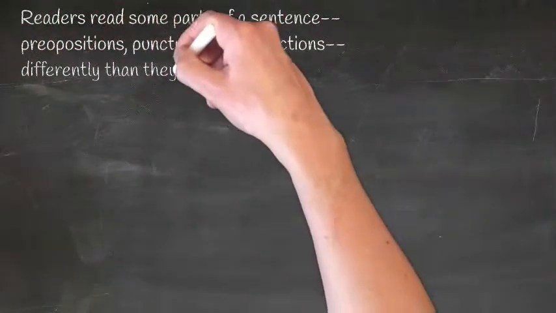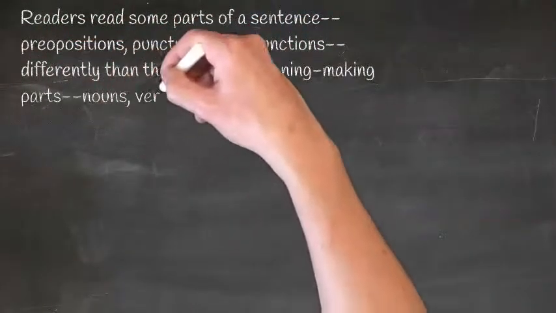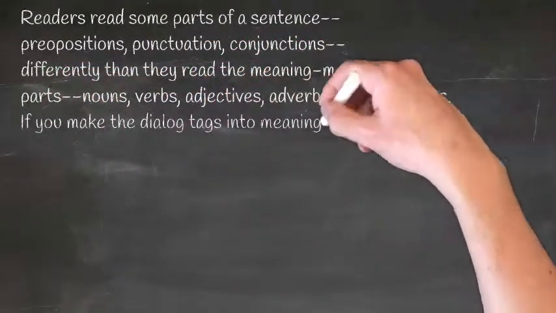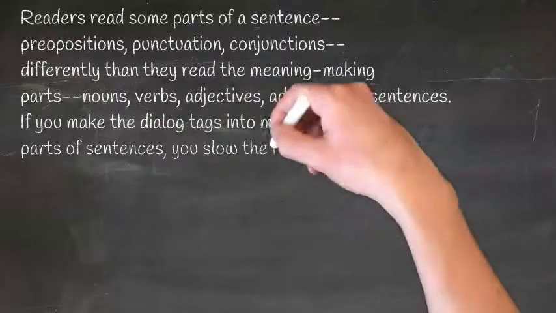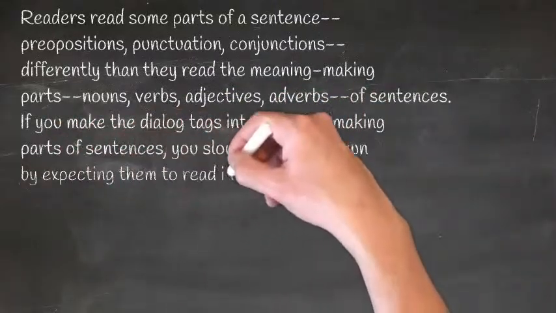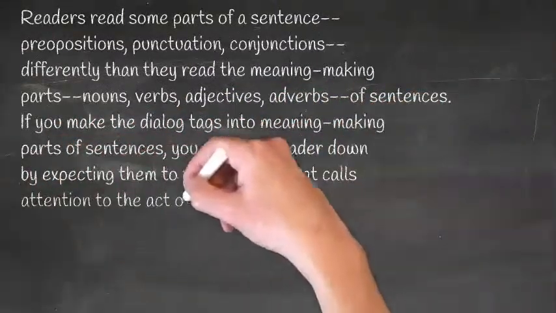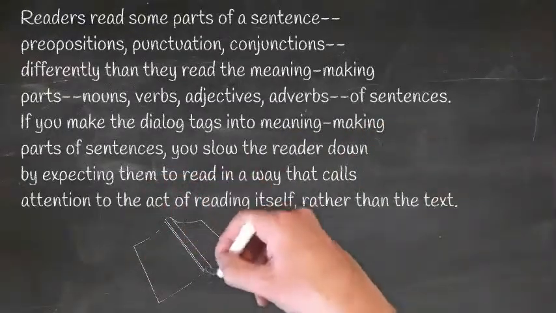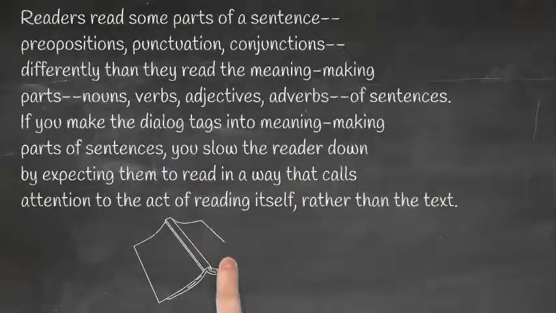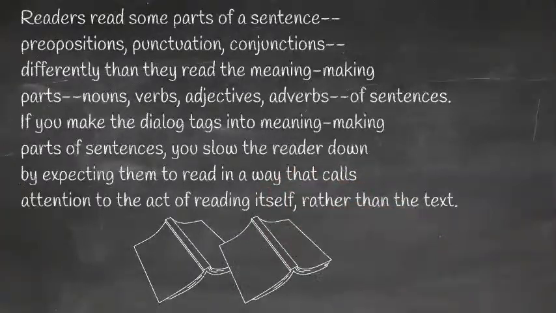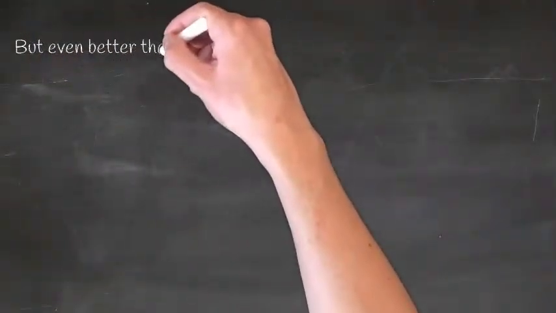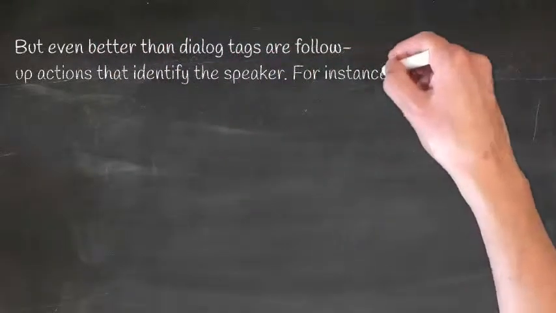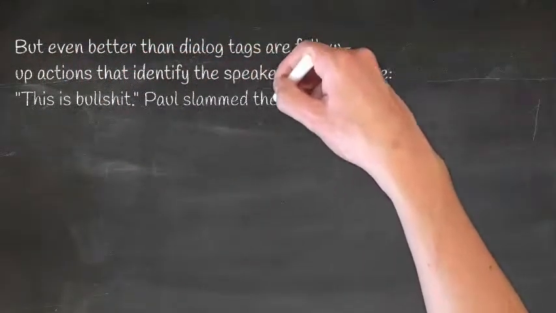by necessity. Readers read some parts of a sentence, prepositions, punctuation, conjunctions, differently than they read meaning-making parts, nouns, verbs, adjectives, adverbs of sentences. If you make the dialogue tags into meaning-making parts of sentences, you slow the reader down by expecting them to read in a way that calls attention to the act of reading itself rather than the text. But even better than dialogue tags are follow-up actions that identify the speaker.